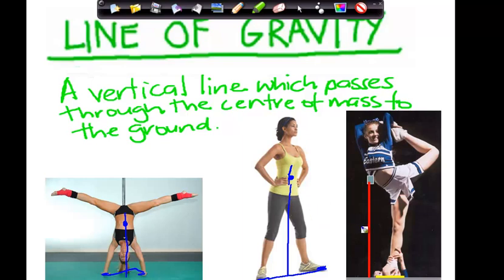As you can see on the far right here, we've got a cheerleader. Her line of gravity falls outside her base of support. As you can see down here in the yellow, that's her base of support, and her line of gravity falls outside it. So this lady here is seen as less stable than the other two pictures, because she's only got one thing on the ground, which is her foot. So those are the three main important things to remember: base of support, line of gravity, and centre of mass.